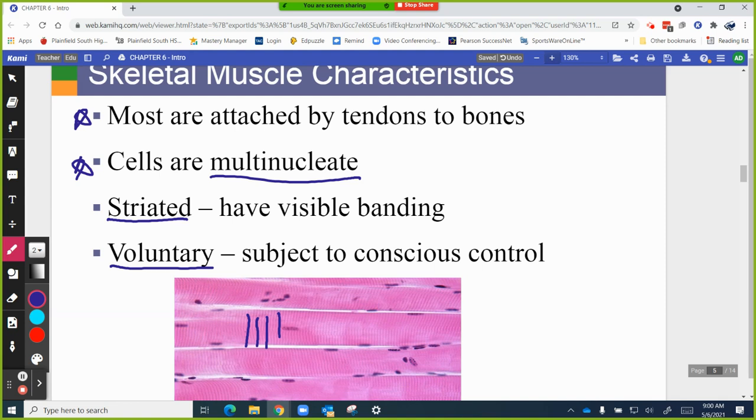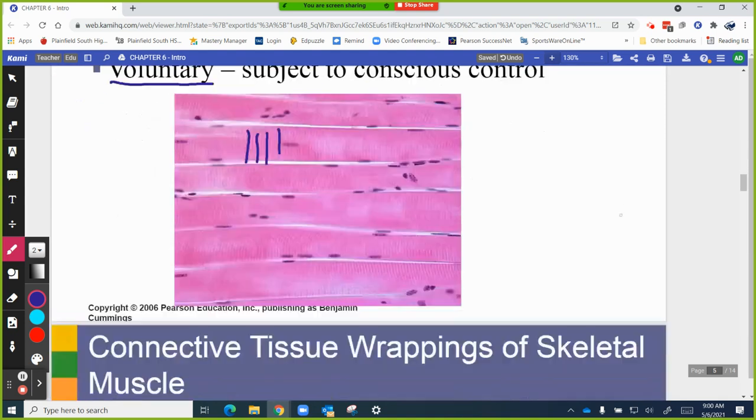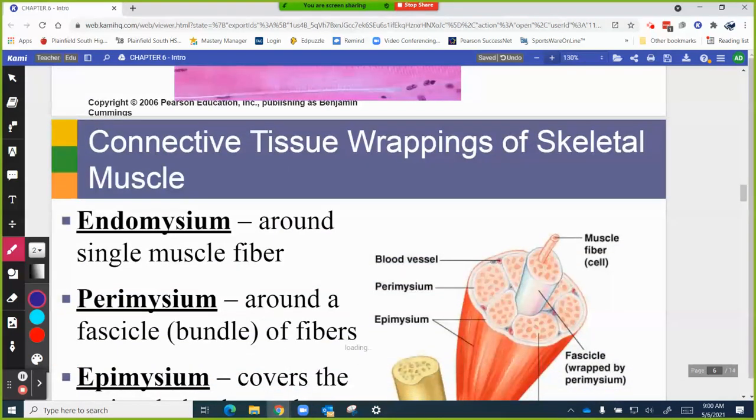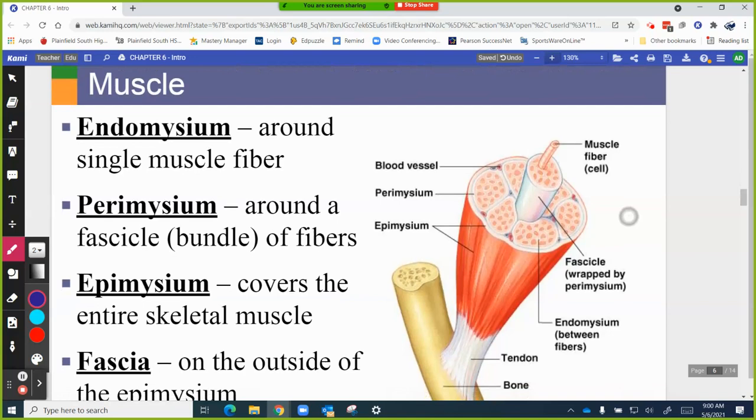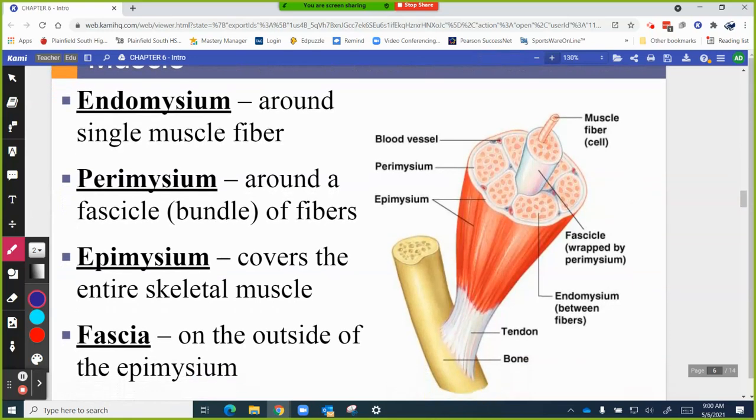There are some times where it feels like we cannot consciously control them, when you have a cramp or you've fallen asleep on your arm. But for the most part, we've got conscious control over that skeletal muscle tissue. We have a couple of connective tissue wrappers that go around muscle tissue that we need to remember here. I'll scroll up a little bit. We have what's referred to as the endomysium.